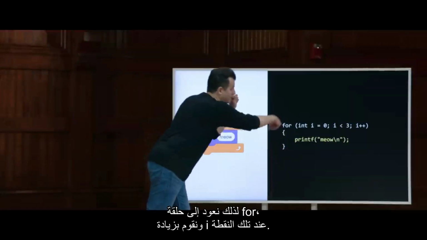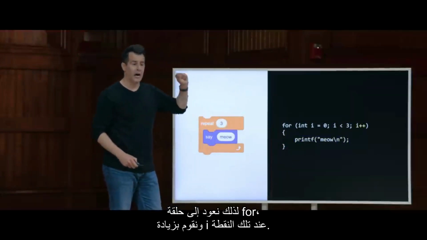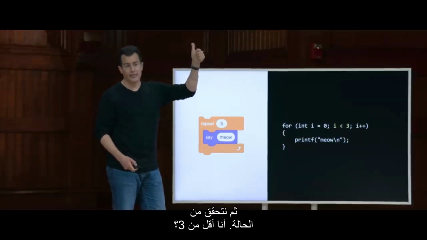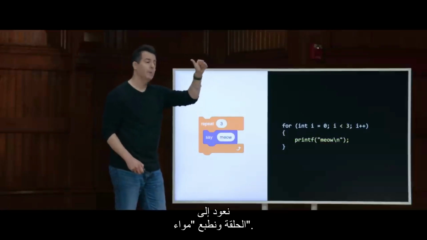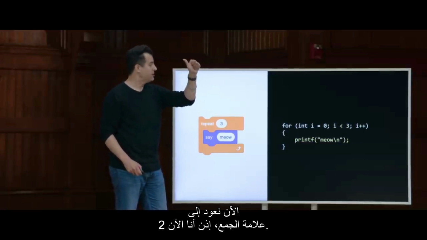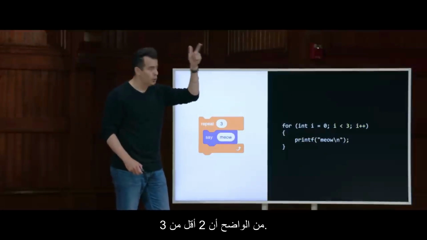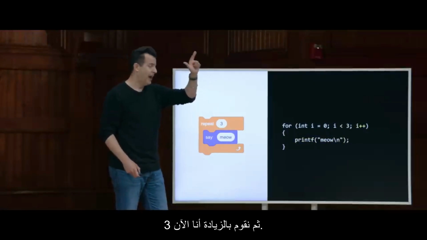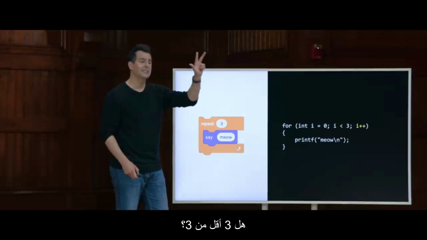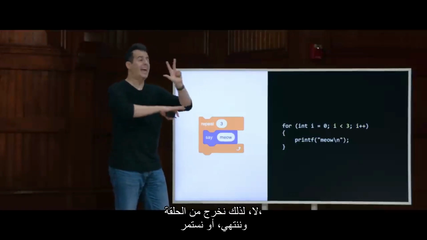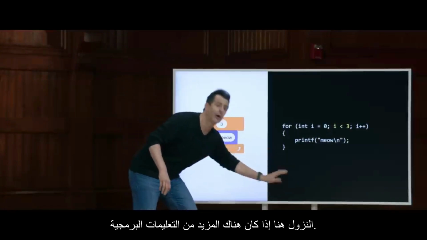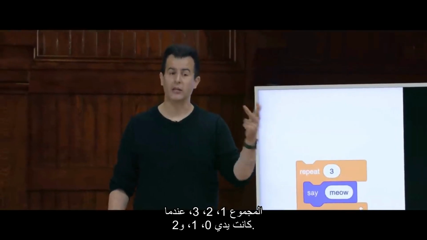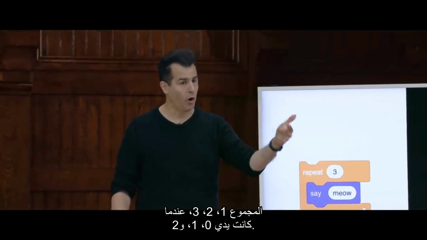There's no more lines. So we go back to the for loop and we increment i at that point. So now i is 1. Then we check the condition. i is less than 3, yes, because 1 is less than 3. We go back into the loop and print meow. Now we go back to the plus plus. So i is now 2. We check the condition. 2 is less than 3, obviously. So we go back into the loop and print meow. Then we do the increment. i is now 3. Is 3 less than 3? No. So we exit the loop and we're done. Or we keep going down here if there's more code. But how many times did I say meow? Like 1, 2, 3 total, when my hand was 0, 1, and 2.